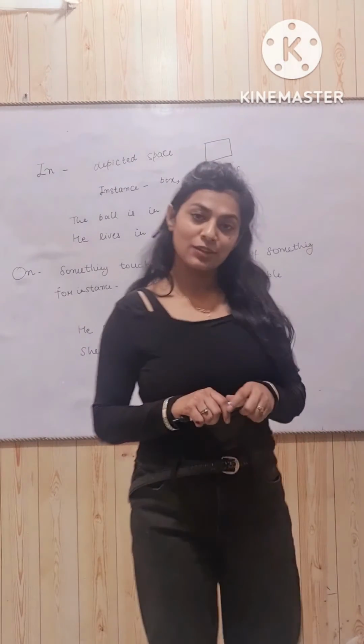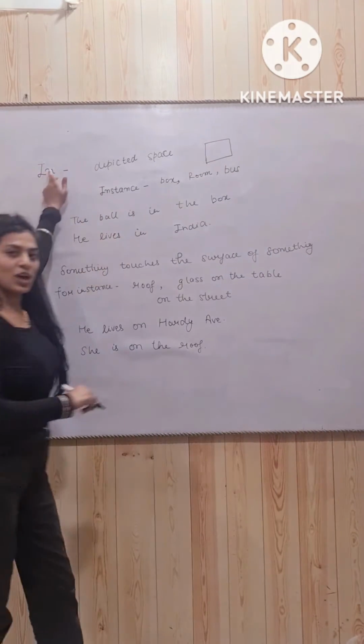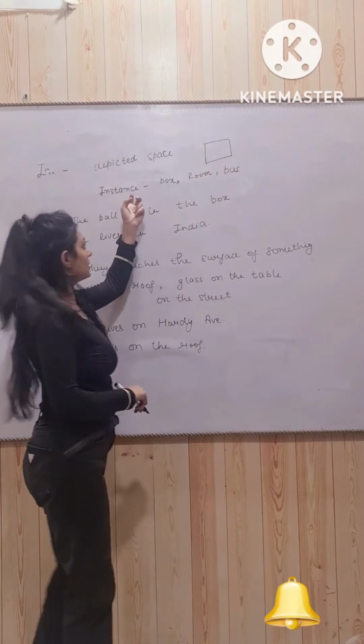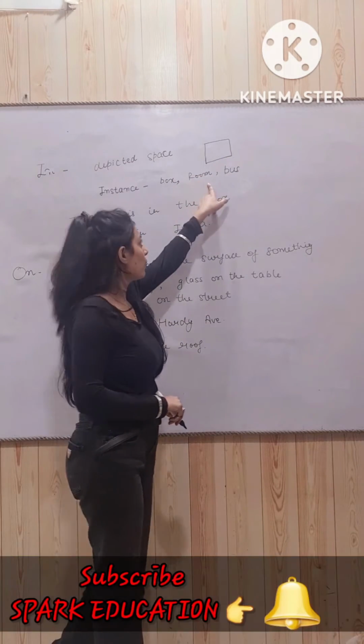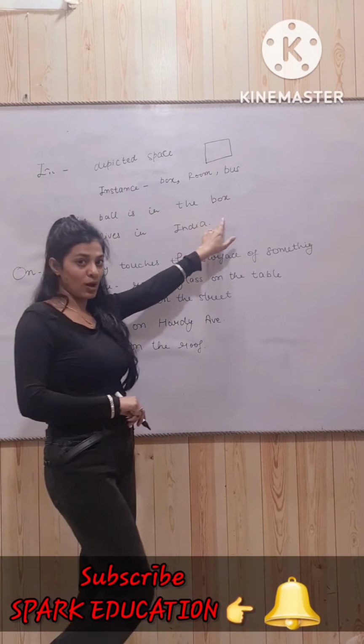Friends, let's learn what's the difference between in and on. In is only used for a depicted space. For example, in stands a box, a room, a bus. The ball is in the box.